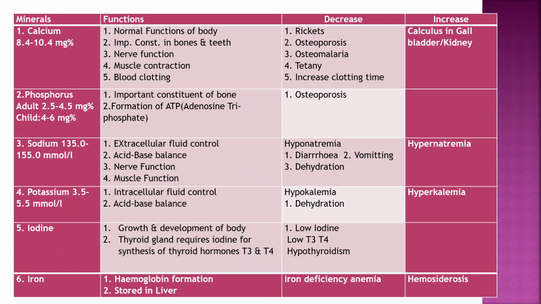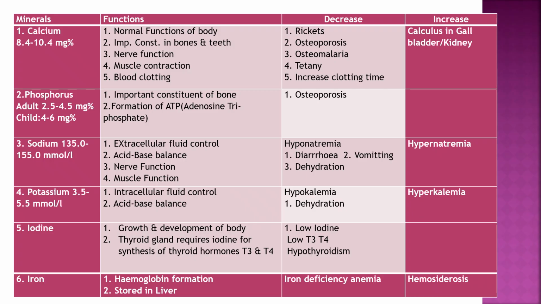Minerals. First, calcium. Normal range 8.4 to 10.4. Function: normal function of the body. Important constituent of bone and teeth. Nerve function, muscle contraction, blood clotting. If decreased, then rickets, osteoporosis, osteomalacia, tetany, increased clotting time. If increased, calculus in gallbladder or kidney.